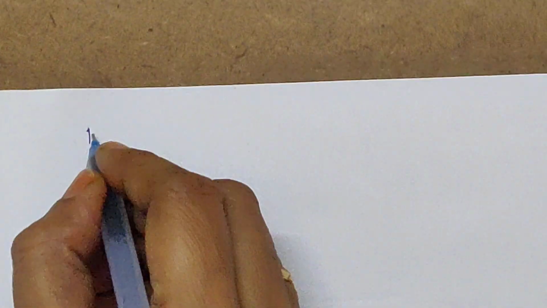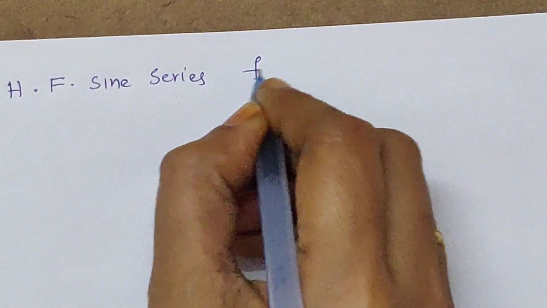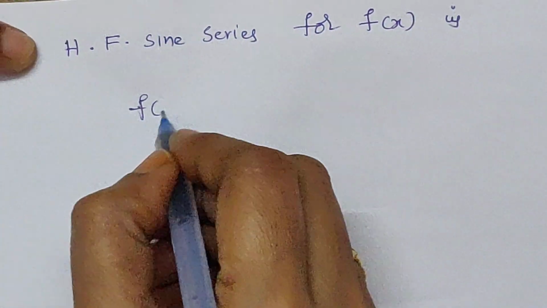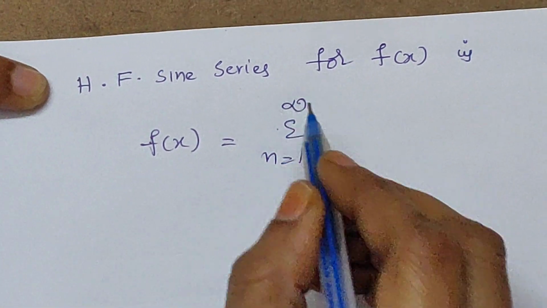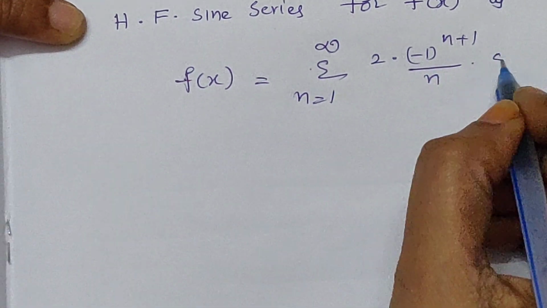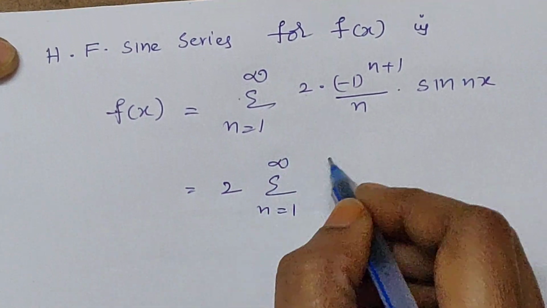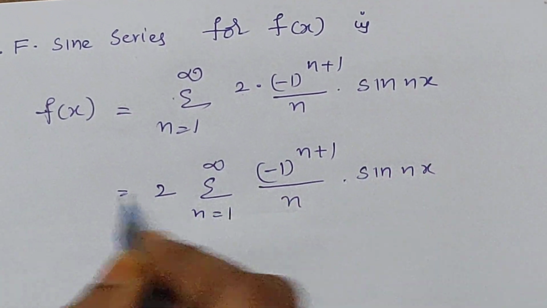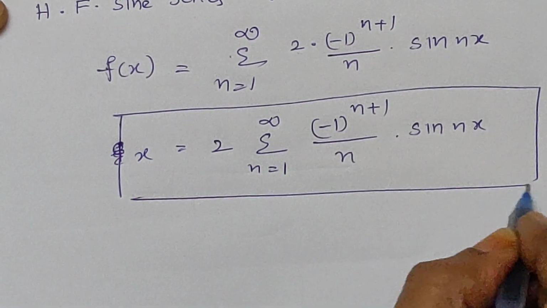So the half range Fourier sine series for f of x is f of x equal to sigma bn sin nx. So sigma n equal to 1 to infinity, bn is 2 minus 1 whole power n plus 1 by n sin nx. As 2 is free from n, so 2 sigma n equal to 1 to infinity minus 1 whole power n plus 1 by n sin nx. This is the half range Fourier sine series to the function f of x equal to x.